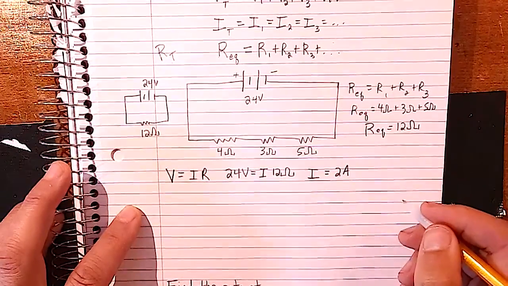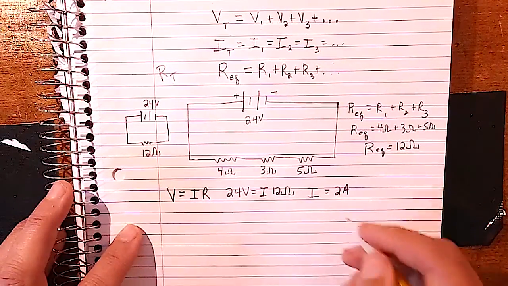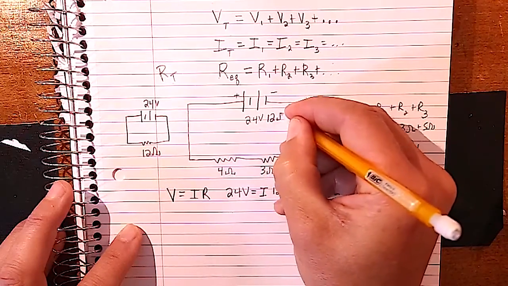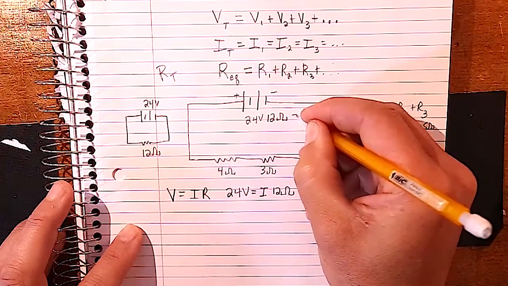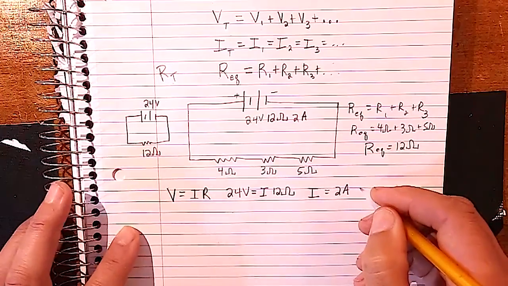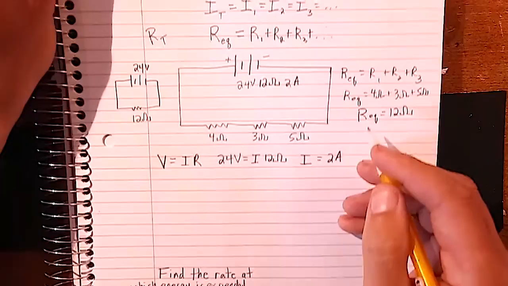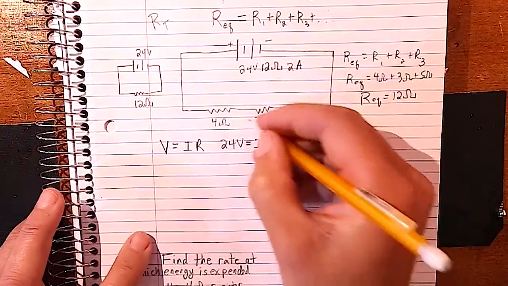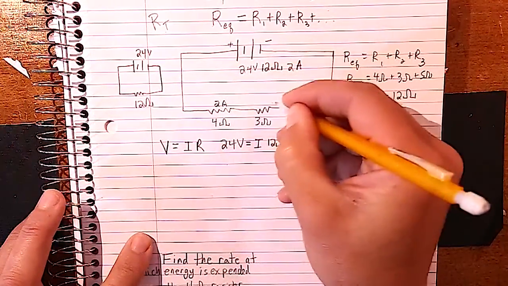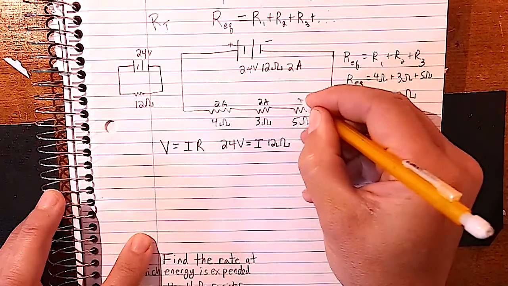So we know that the total resistance, Req, is 12 ohms, and we know that the total current is 2 amps. And what does the current rule say? That the current must be the same everywhere. So it's 2 amps in the battery, but it's also 2 amps here, 2 amps here, and 2 amps here.